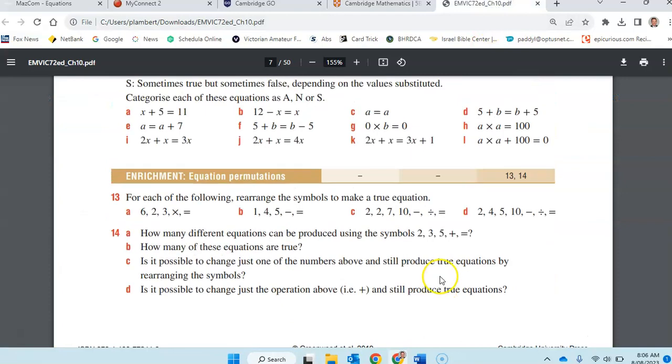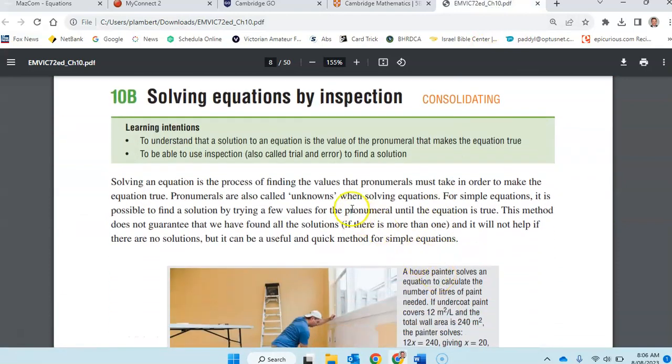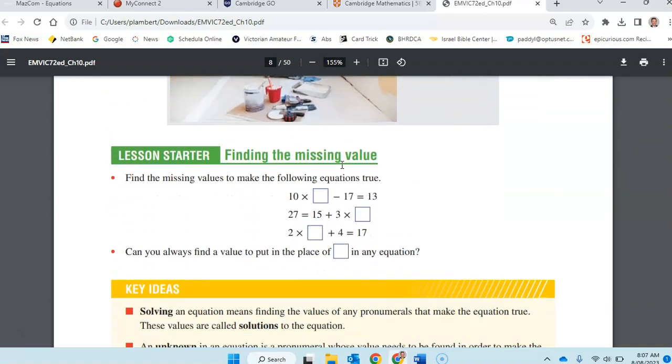Now, in 10B, of course, solving equations by inspection. So we want to look at the fact that a solution to an equation is a value of the pronumeral that makes the left-hand side equal the right-hand side. That means the equation is true, and there's only one value for the pronumeral or the variable that makes the statement true. And there are some equations that we can solve by inspection, where the answer just jumps out at us.